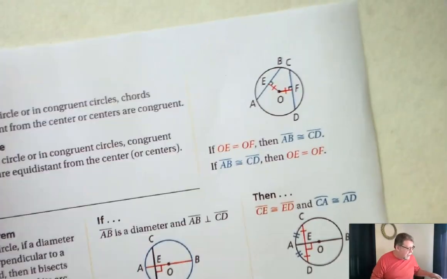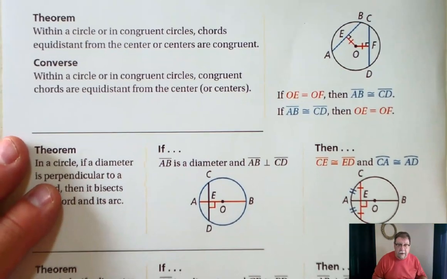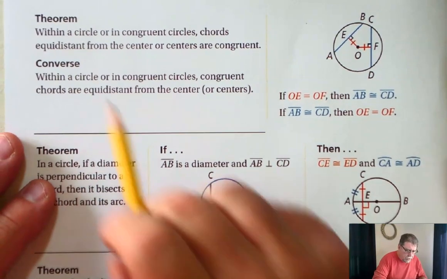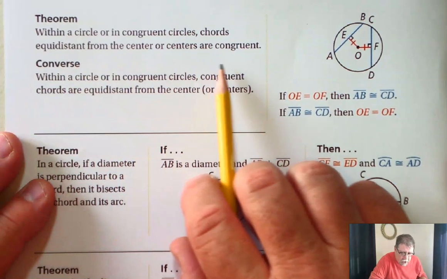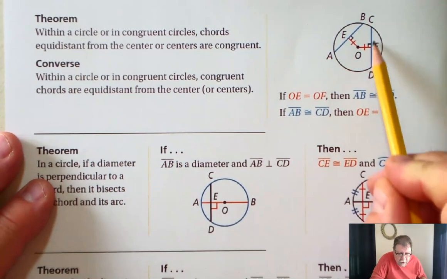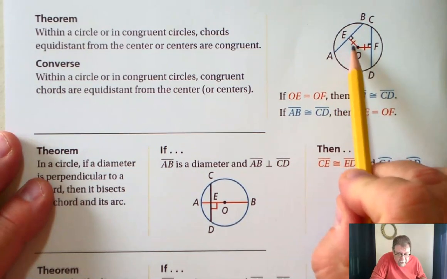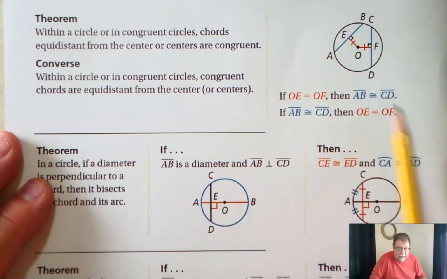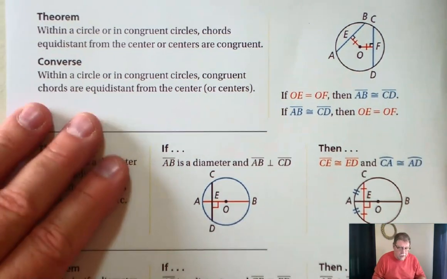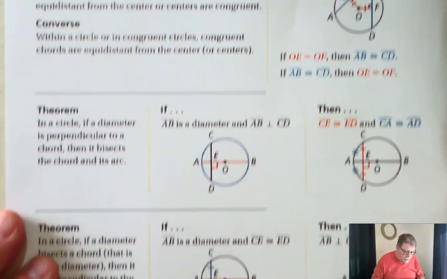Make sure you are copying these down or downloading these notes so that you can refer to them during assessments. Within a circle or in congruent circles, chords equidistant from the center or centers are also congruent. So this chord is the same distance from the center as this chord. It says so right here in the red marks. That means AB and CD would be congruent, and the converse will hold true as well. We're using these theorems in some of our examples.